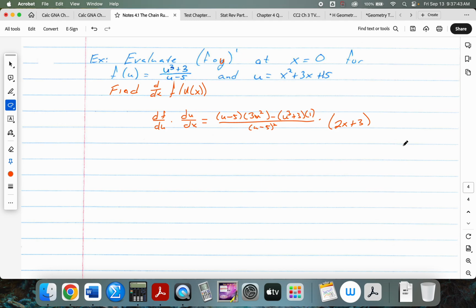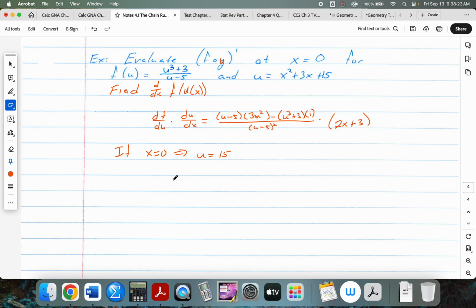I'm not going to spend any time at all trying to simplify that first part. What I am going to do is say, all right, well, if x is equal to 0, then u is equal to 15. So now I can evaluate this. Rather than spending a lot of time simplifying the algebra, I can just start plugging in numbers and cranking that out instead.